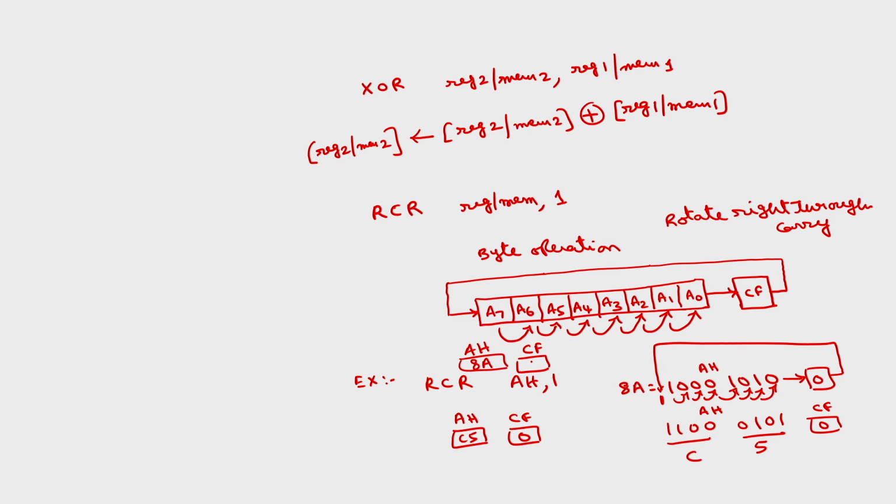So, for multiple bit rotations, for single bit rotation we have to mention 1, for multiple bit rotation you have to write RCR register slash memory comma CL. So, whatever you have stored in CL, that many number of times the contents of this register or memory will be rotated to the right, RCR. So, exactly the same operation, but here with CL.